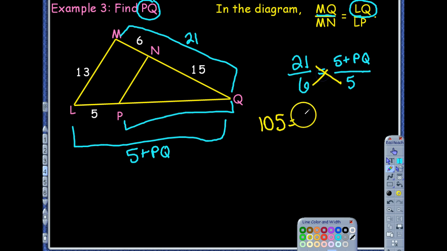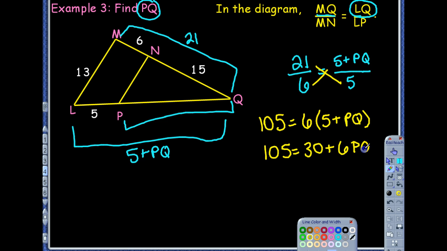Equals 6. Well, I'm going to write it, but we can talk about that too. So 6 times the quantity of 5 plus PQ. This is something, if you guys can move past this step of your paper to the distribution, we're fine with that. I just want you guys to see where I'm getting this from. So that's going to be 30 plus 6 PQ.